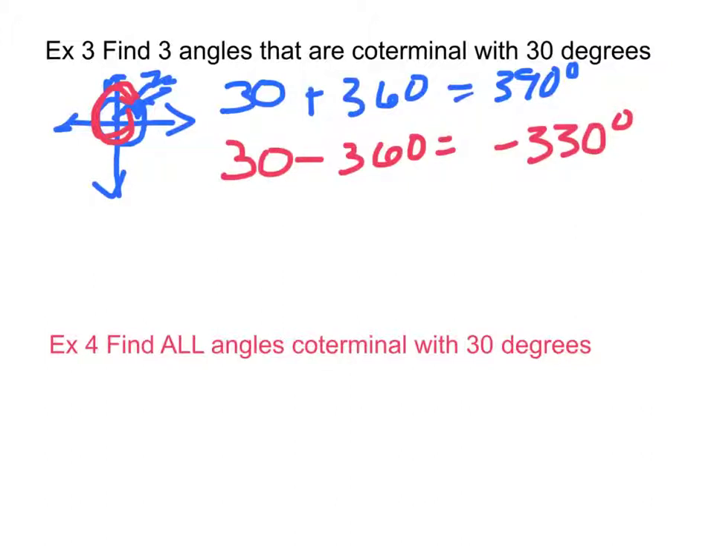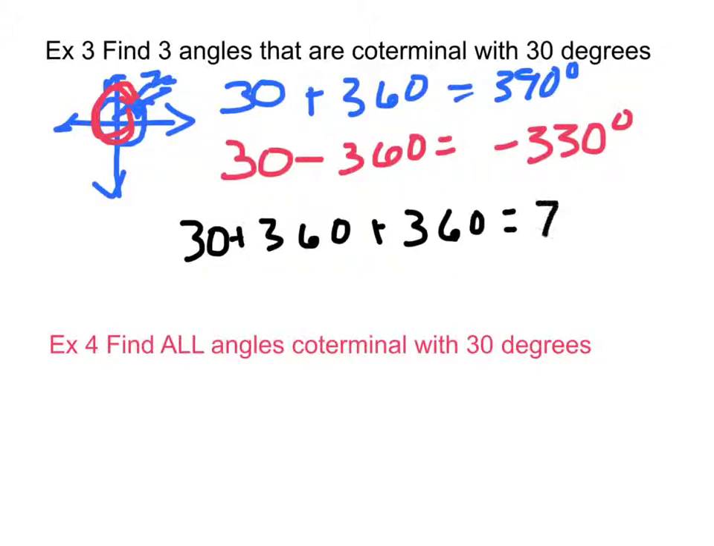In order to find the third one, I can keep subtracting 360, or I can add 360 to the one I had before. So I can have 30 plus 360 plus 360 again, and I end up with 750 degrees.